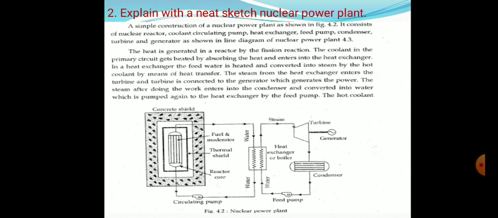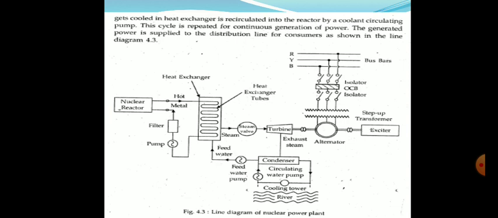The hot coolant, which gets cooled in the heat exchanger, is recirculated into the reactor by a coolant circulating pump. This cycle is repeated for continuous generation of power. The generated power is supplied to the distribution line for consumers, as shown in the line diagram. So this is the line diagram of a nuclear power plant.